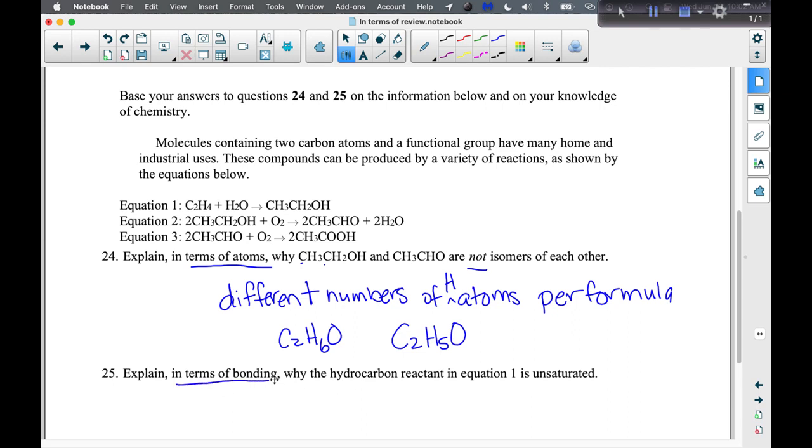In terms of bonding, why it is unsaturated, saturated has all single bonds. So if we are talking about unsaturated, it is not all single bonds.